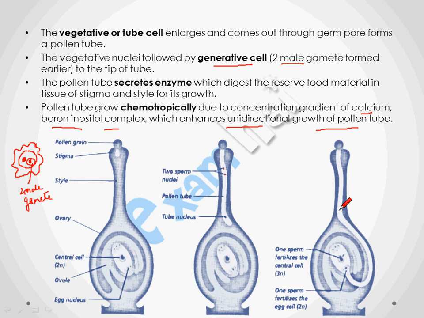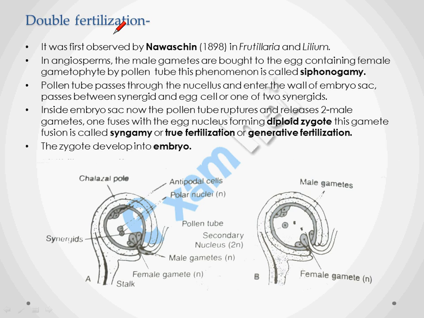So there is some concentration gradient through which the pollen tube grows in a unidirectional way and reaches the micropyle, and the pollen tube contains the two male gametes which fuse with the egg cell and the polar nuclei, which we will discuss further. Okay, so now we are going to discuss double fertilization.